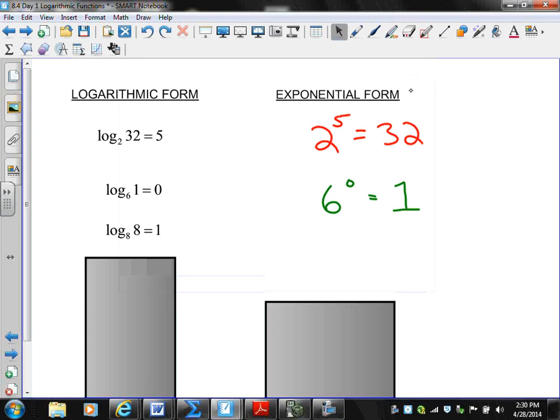So how would you rewrite log of 8 base 8 equals 1? How do you write that in exponential form? Okay, well, hopefully you paused it. If not, pause it right now. Okay, so it's 8 to the 1 equals 8. That's the way we want to do this.